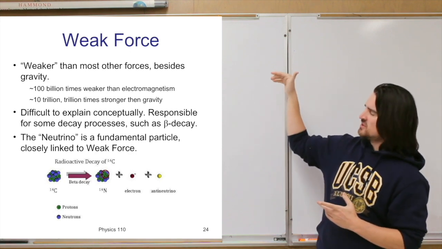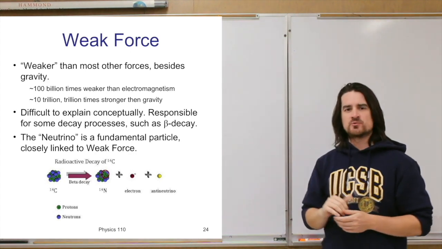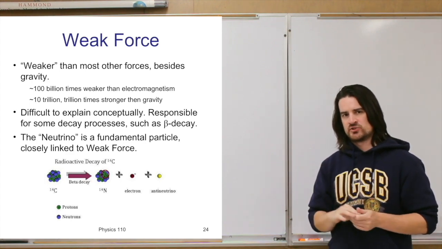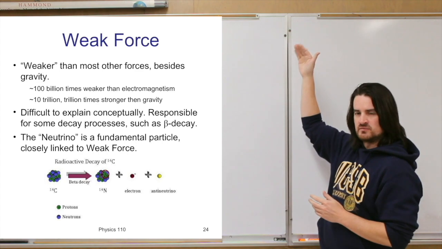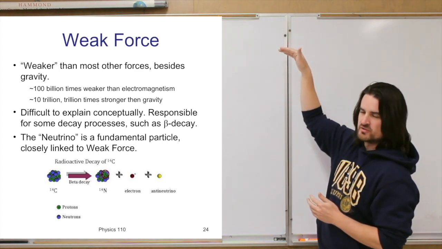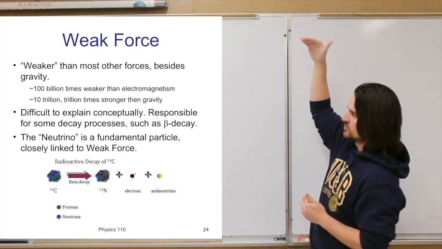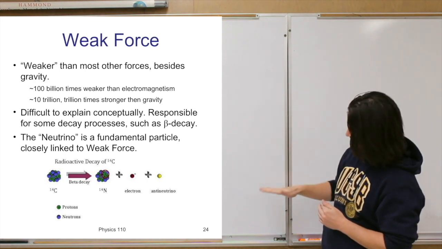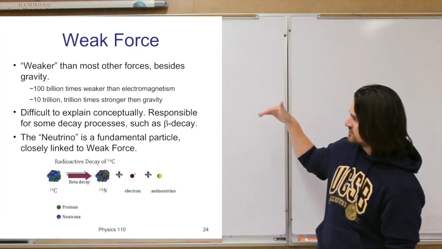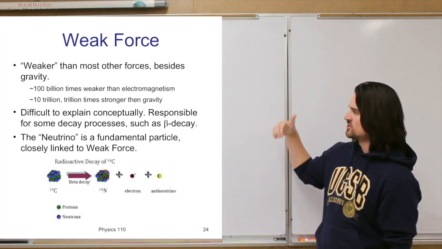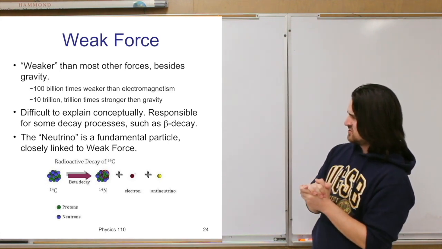The weak force is 100 billion times weaker than the electromagnetic force. And again, remember, the electromagnetic force is still weaker than the strong force. So essentially the order is strong force, electromagnetic force, weak force, gravity. Right? So gravity, it turns out, is still far weaker than the weak force. And I think I have this correct.